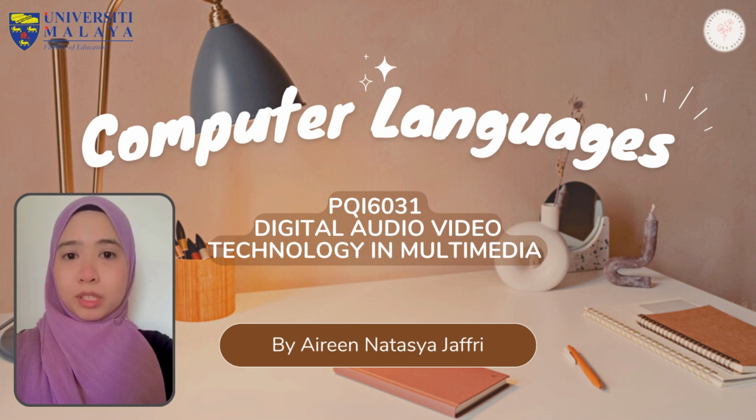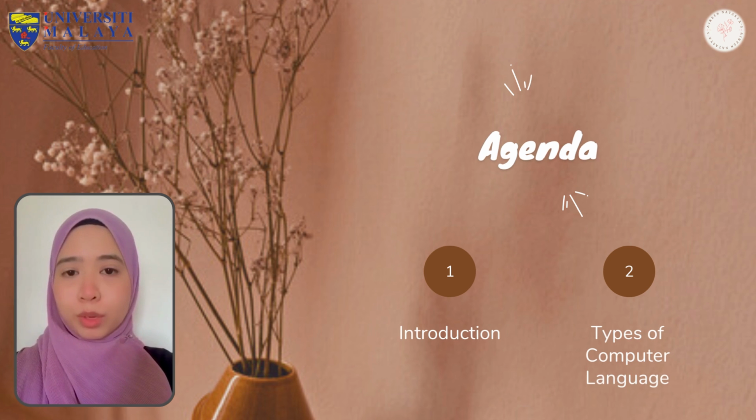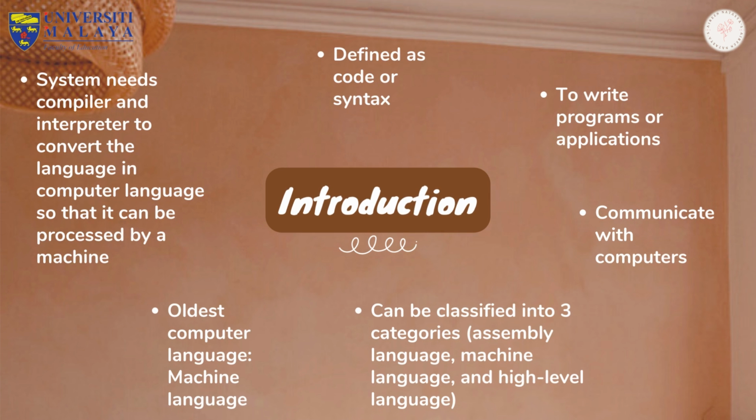So, without further ado, let's get started. First of all, I am going to give a bit of introduction on what is computer language, and then we are going to learn about types of computer language. The computer language is defined as code or syntax which is used to write programs or any specific applications. The computer language is used to communicate with computers.